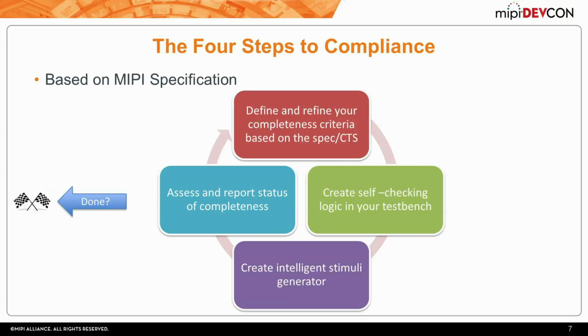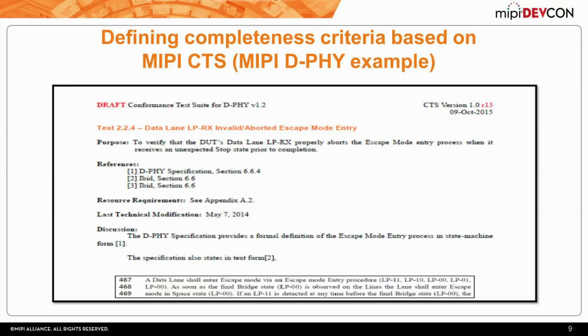And the 4 main steps of pre-silicon verification are defining the verification plan, creating the test plan, creating the stimuli and running the tests, and then assessing whether the test passed or not. Let's start with the first step. In the first step, we want to define the verification plan. And as I said, the CTS doesn't necessarily cover everything, so we need to create other verification plan items.